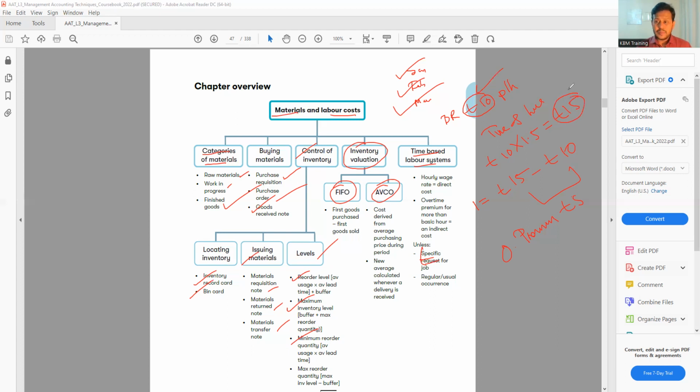Now, is the 15 pounds you're getting extra? No, you're getting 15 for 1 hour of overtime. But if it is not overtime, you get minimum 10. So how much are you getting extra? The premium. So the premium is the difference between the overtime and the basic rate. So how much are you getting extra here? 5 pounds. So 5 pounds is the overtime premium. All right.